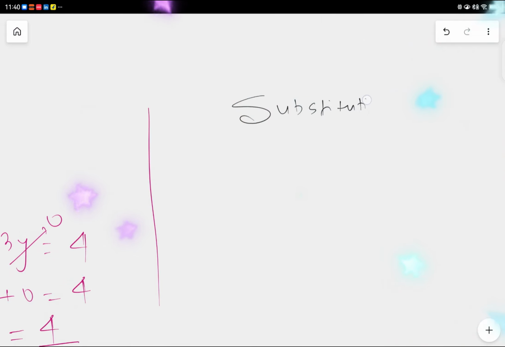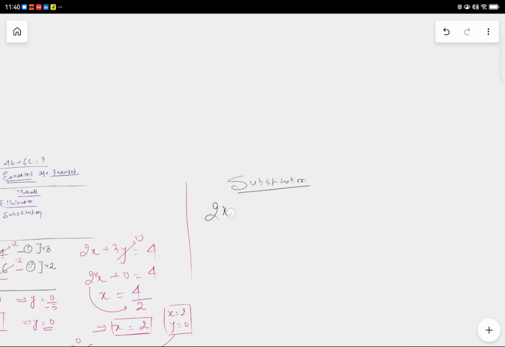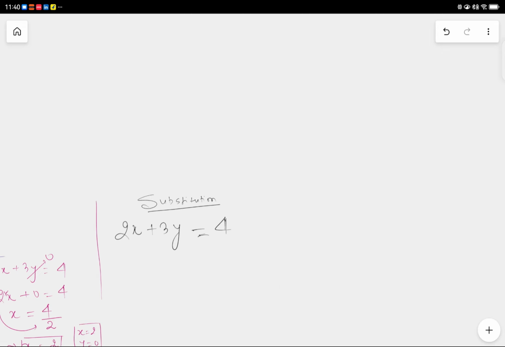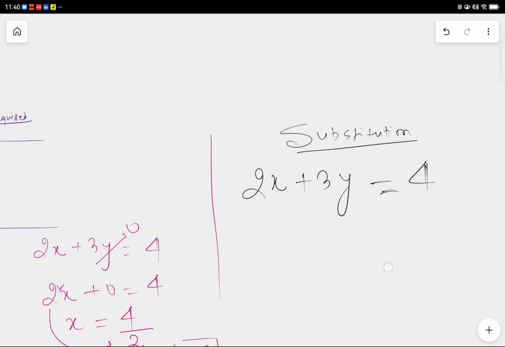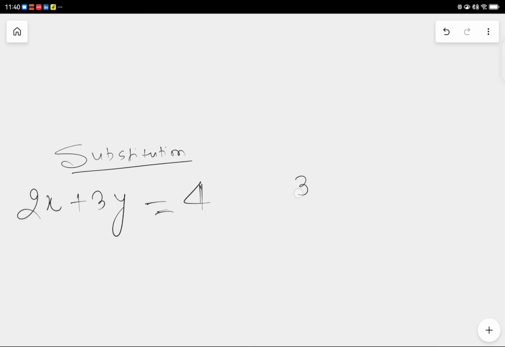Substitution. What does the method of substitution say? Take the first equation, 2x plus 3y equal to 4, and the second equation is 3x plus 7y equal to 6.